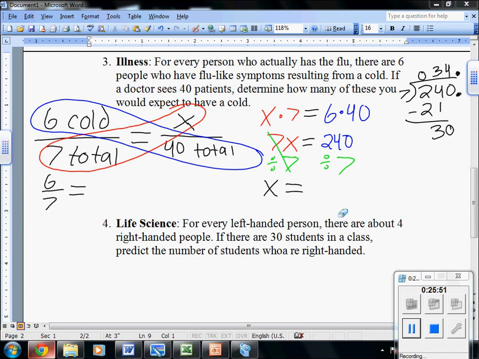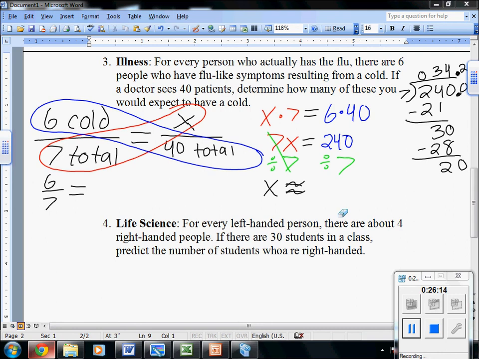Bring down the 0. 7 goes into 30 4 times. 4 times 7 is 28. Get 2, drop down another 0. 7 goes into 20 twice, and at that point I'm not going to keep going because we're talking people. So we can't have 0.2 of a person. That doesn't make sense. So we'll go ahead and just round, since you can't have 0.2 of a person, to the nearest whole person.